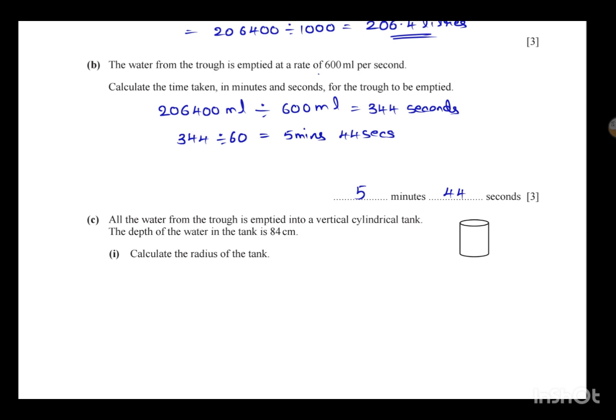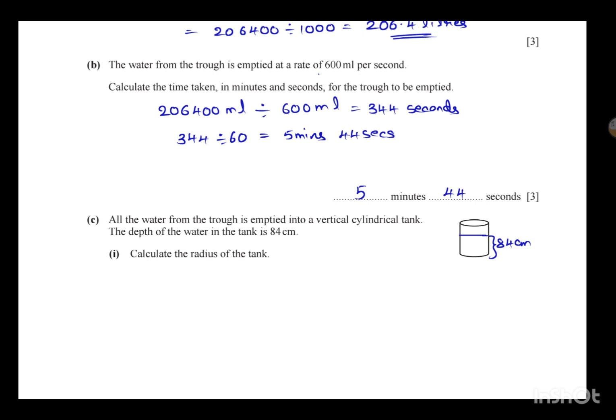Question number C, all the water from the trough is emptied into a vertical cylindrical tank. So it is filled into this tank. The depth of the water in the tank is 84 centimeters. Calculate the radius of the tank. Now the depth of the water they have given to us. So just imagine that suppose the water is filled up to this mark, which is 84 centimeters. Now the volume of this water which is filled will be the volume which we already got in the previous case. So use that volume, use this height.